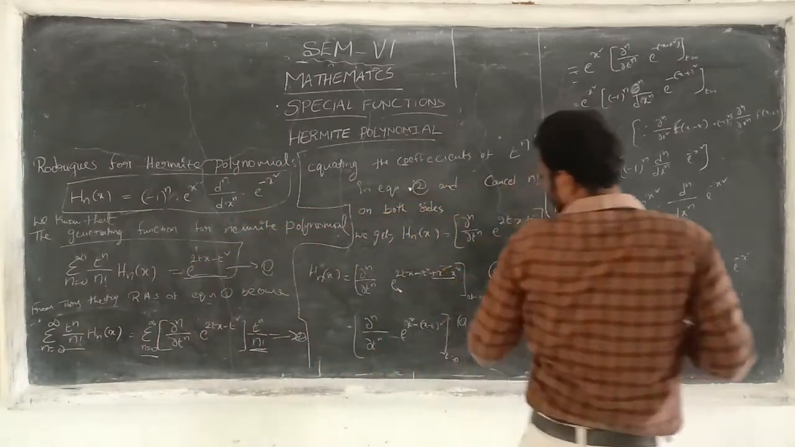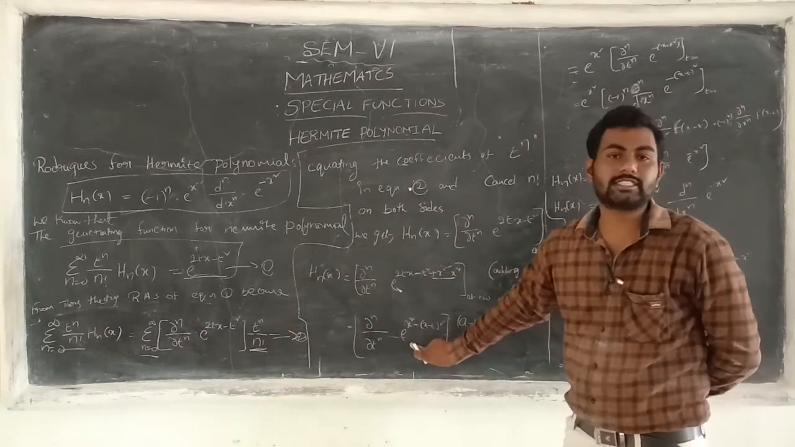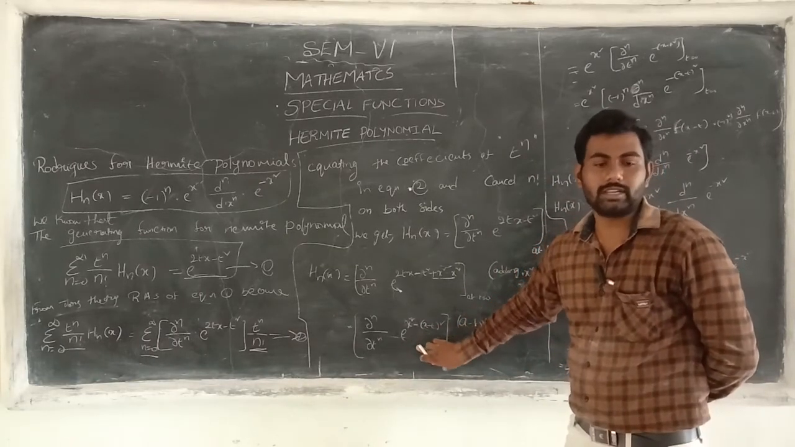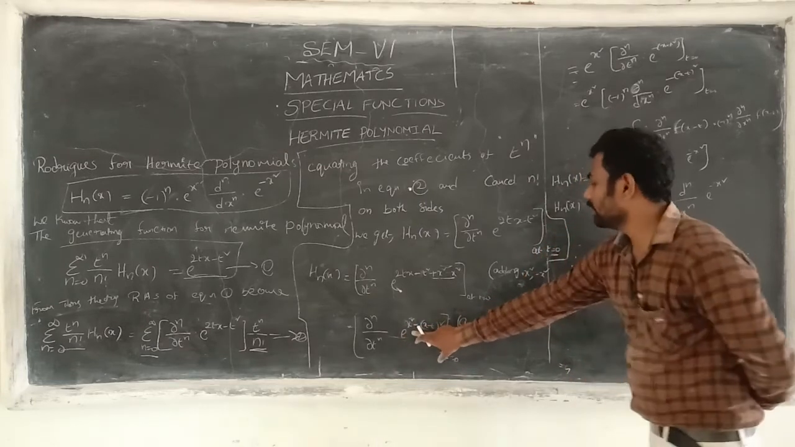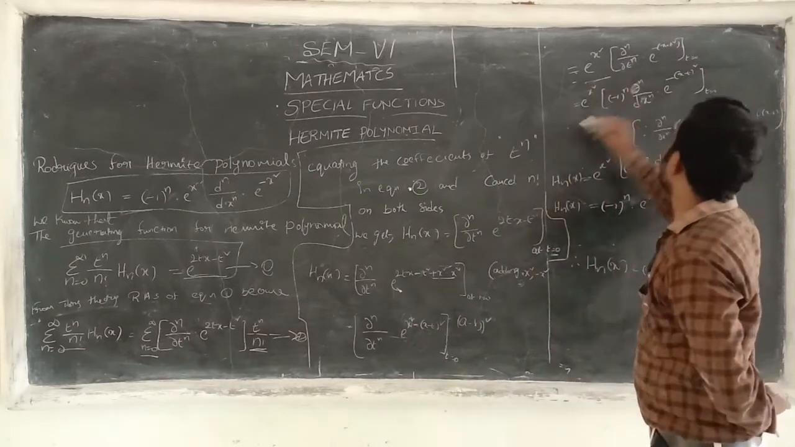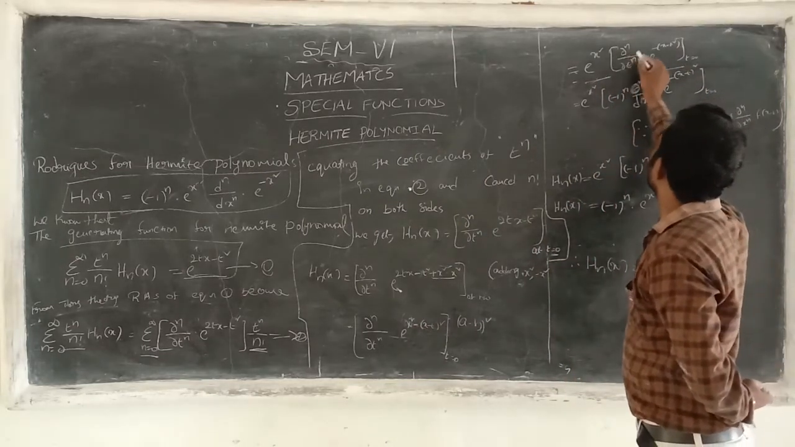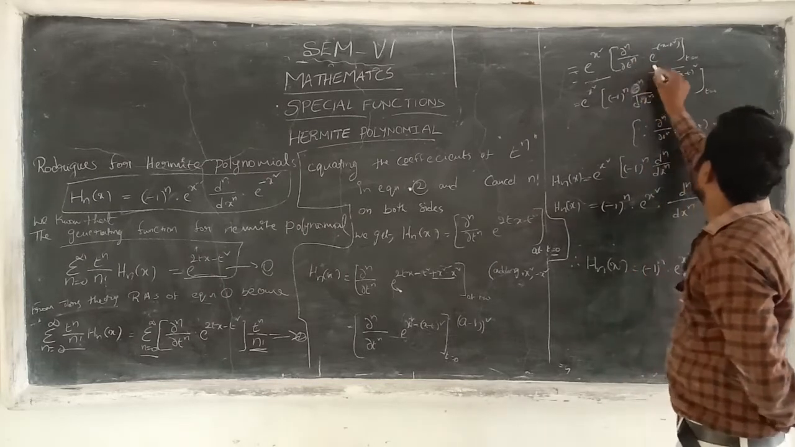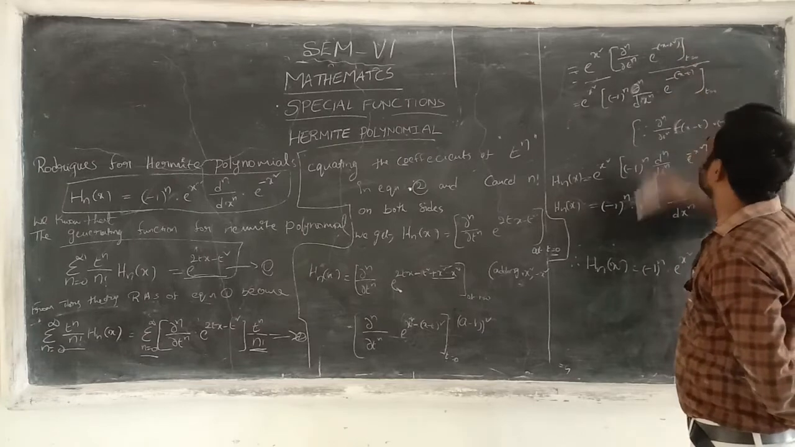Next step, e power x square. This is like e power a into e power b becomes e power a plus b. So this is e power a and e power b. Then dou power n by dou t power n of e power minus x minus t whole square at t equal to 0.